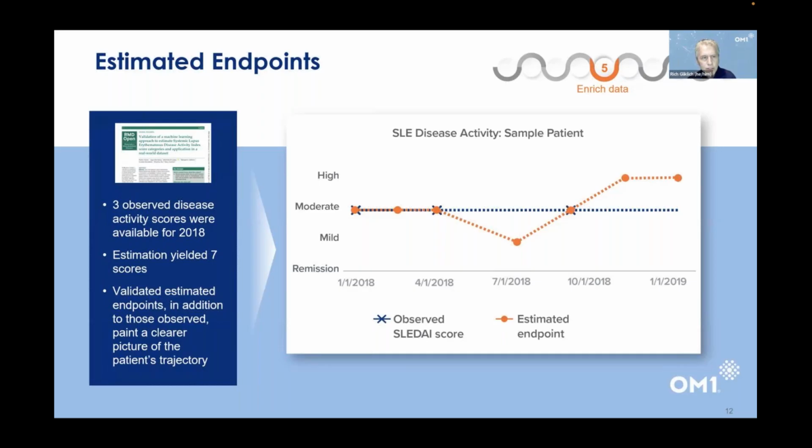Why is that valuable? Let's look at an example of a patient with an estimated endpoint, just one specific patient with lupus. What we see are the blue X's and a dotted blue line that reflects what was observed in the medical record. These are the actual SLEDAI scores observed and recorded by the clinician in the medical record. The orange ones are the ones that we're able to estimate using the extraction algorithm. We have more data points for this patient over this interval.